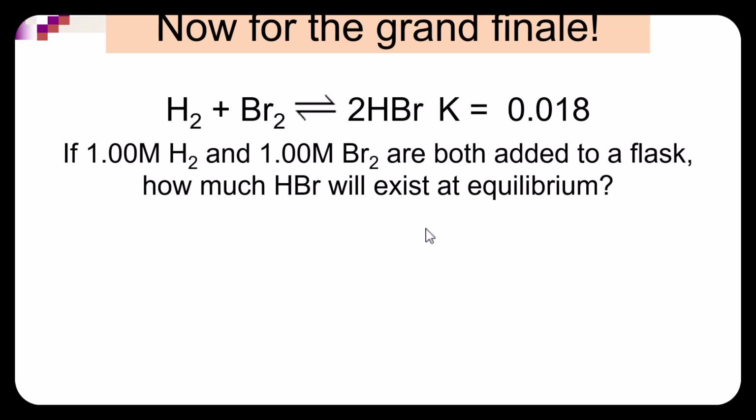All right, so we're going to work this one out. The problem is, if 1 molar hydrogen and 1 molar bromine are both added to a flask, how much hydrobromic acid will exist at equilibrium? So we're given initial values, the equilibrium constant K is up here at the top, and we need to know how much hydrobromic acid is going to exist at equilibrium. So the first thing we're going to do is draw our ice table.